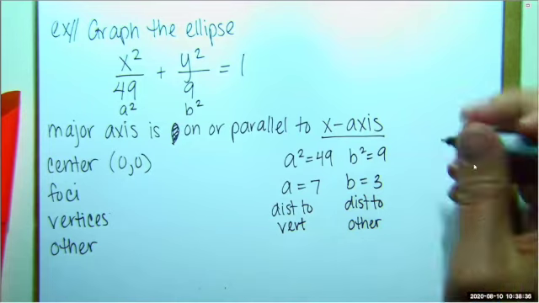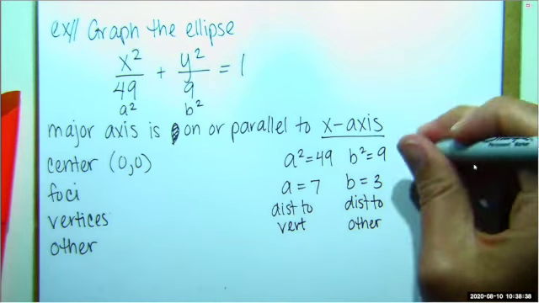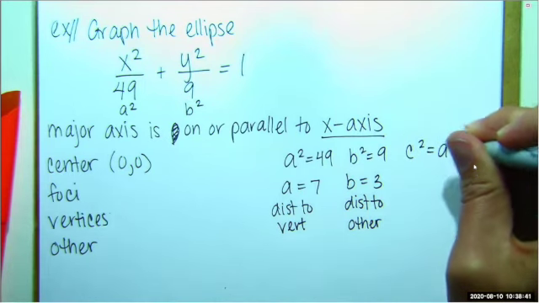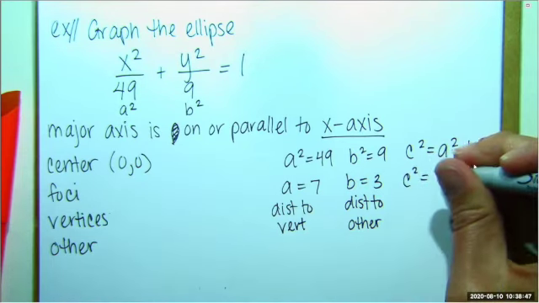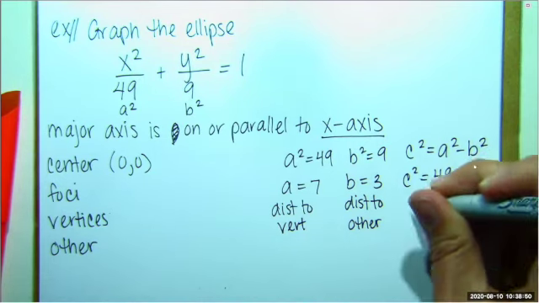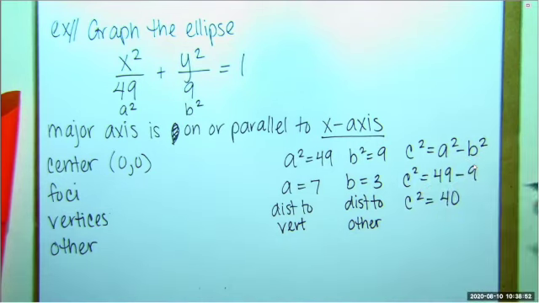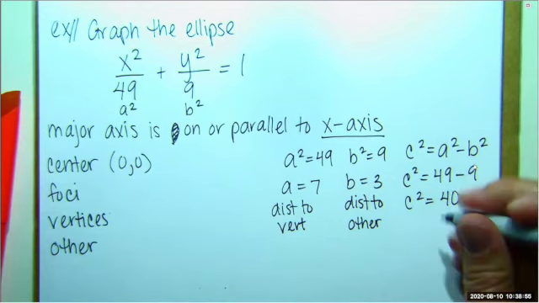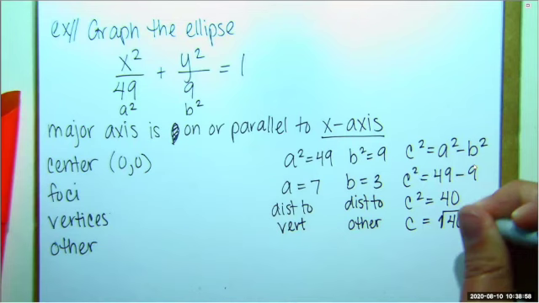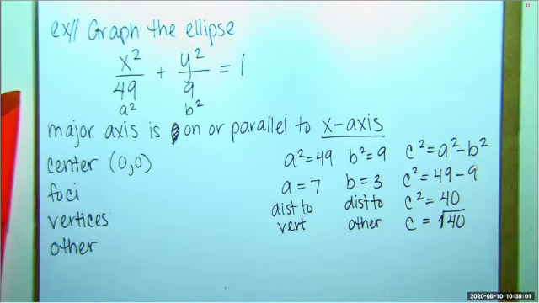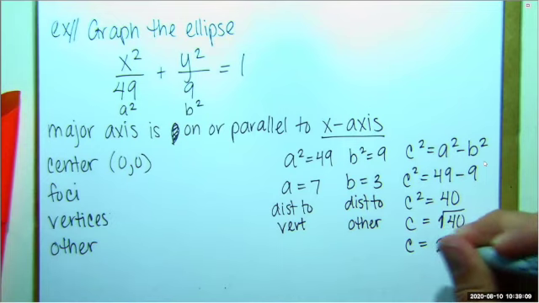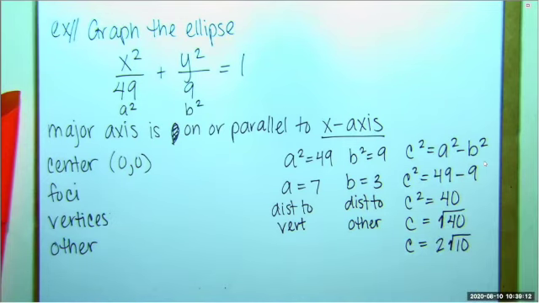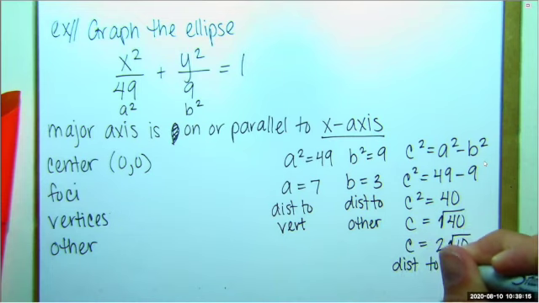The next thing we want to do is find our variable C. Our equation told us that C squared is equal to A squared minus B squared. So C squared is equal to A squared, which is 49, minus B squared, which is 9. So C squared is equal to 40. Our next step would be to take the square root of both sides. So we get C is equal to square root of 40. Because we're measuring distance, we don't need to put plus or minus. The last thing we should do is simplify this. 40 is 4 times 10, so I'm going to write this as 2 root 10. This is our distance to the foci.